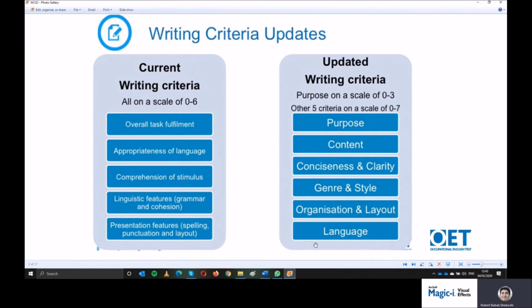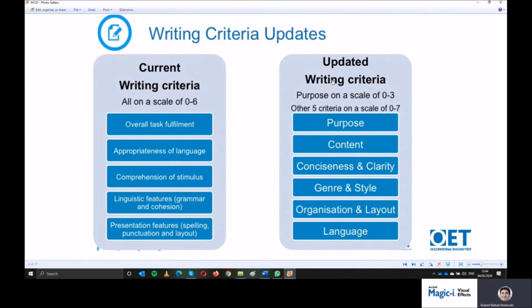Later on, we need to check each of these and put a check mark here and say, okay, you've done this, you've done that. The first one, which is purpose, has 3 marks. It's 0, 1, 2, 3, so there are 4 possibilities. And the rest have 7 marks, so there are 8 possibilities from 0 to 7 for each of these.